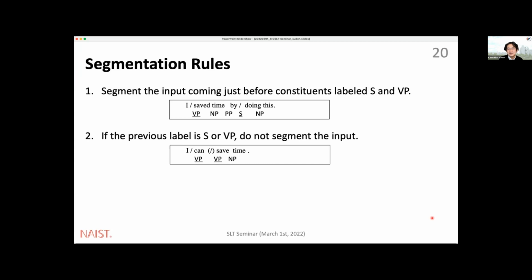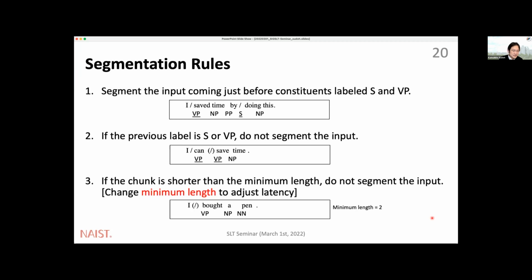We don't segment the inputs repeatedly, and we actually have some problems with the two previous rules. If the chunk is shorter than the minimum length, we do not segment the input, to keep the segment length in the translation process. If we have a very short segment in translation, it should not give a good translation result. So we keep some length of the input segment for this kind of translation.